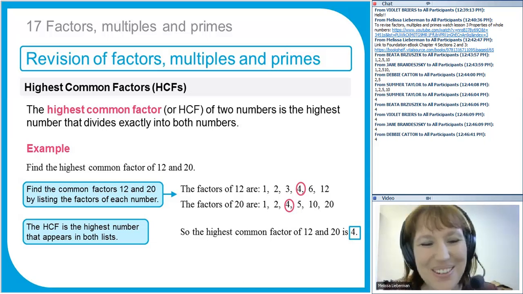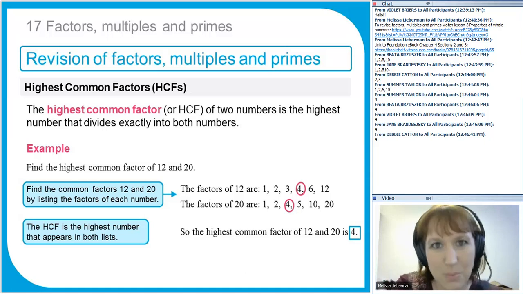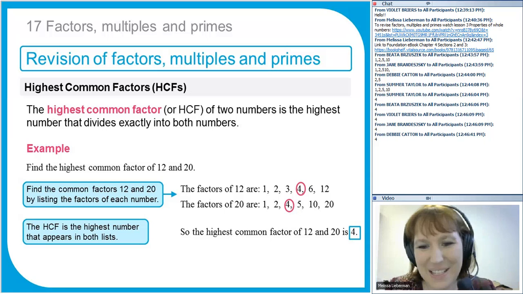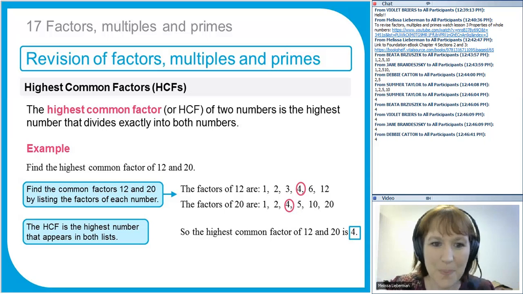Sorry about that. So highest common factor is the biggest number, but it's smaller than both numbers because it's the number that divides into it. So the highest common factor of 12 and 20 is 4.